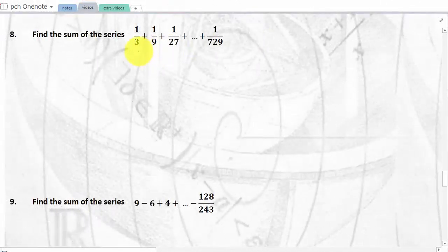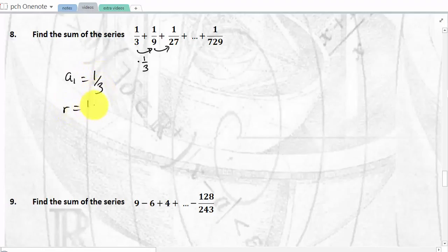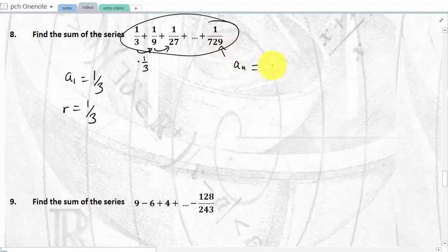Here I'm adding terms of a geometric sequence. To go from one term to the next, what do I do? I multiply by 1/3. So a1 equals 1/3, r equals 1/3. All right. Now I want to apply the formula. I just don't know how many terms I'm adding here. So this is an, but what is an? An is 1 over 729, but it's also a1 times 1/3 to the power of n minus 1.